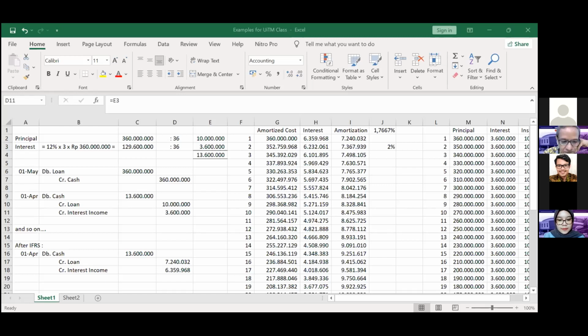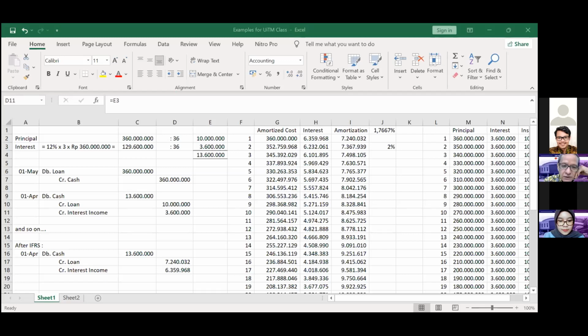Okay, hedge accounting. Usually banks use derivatives to make hedge transactions. Then what is a derivative? I think we have to explain that also, Sulistiawati. What is a derivative?